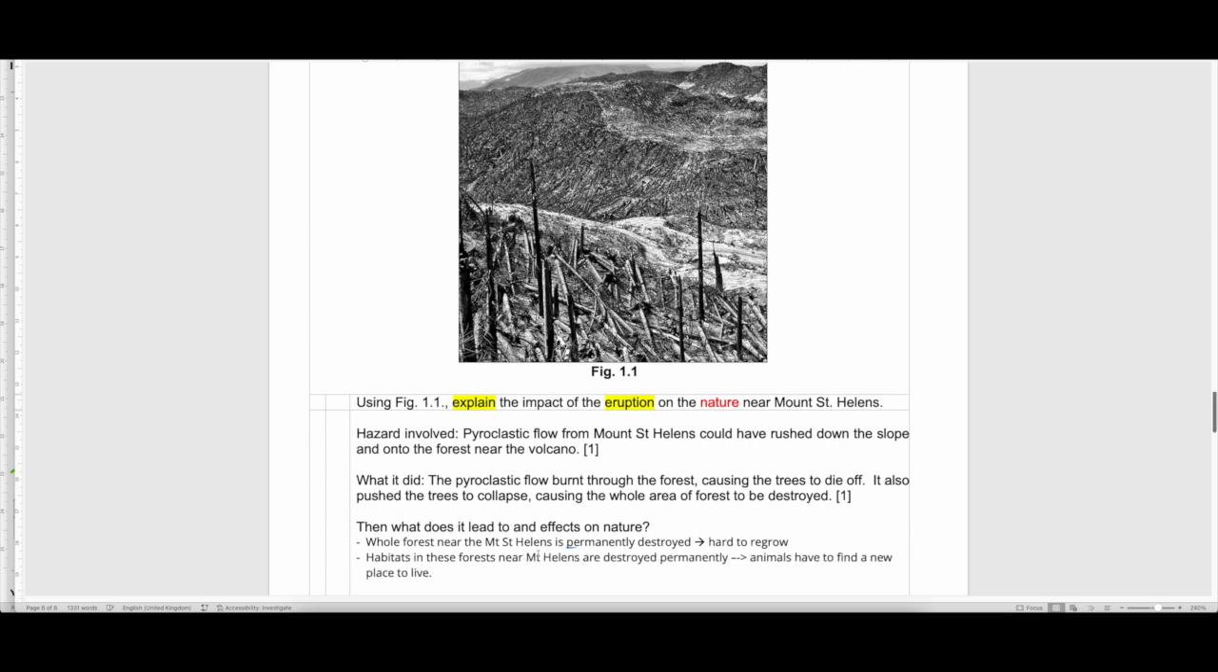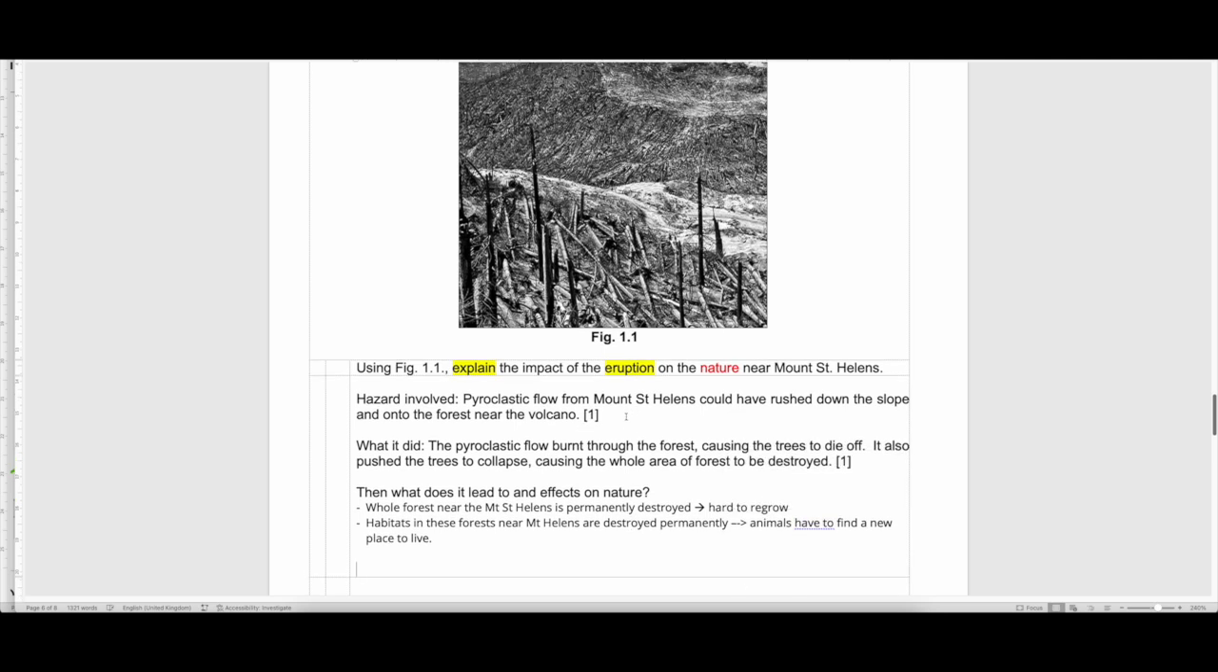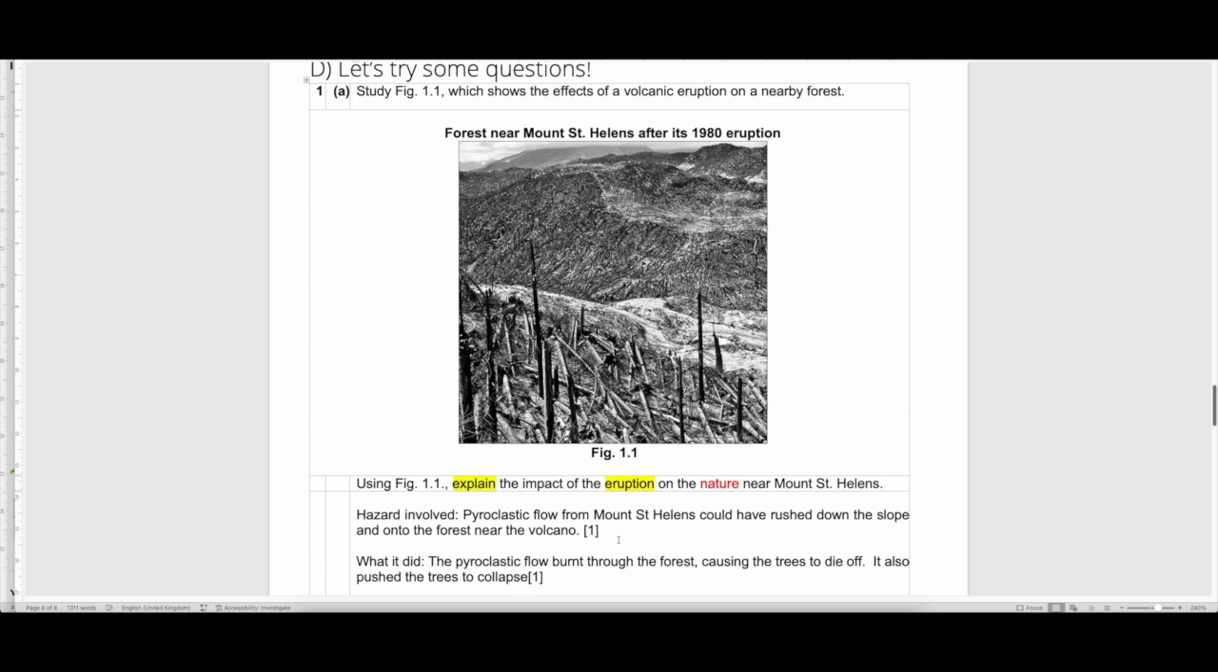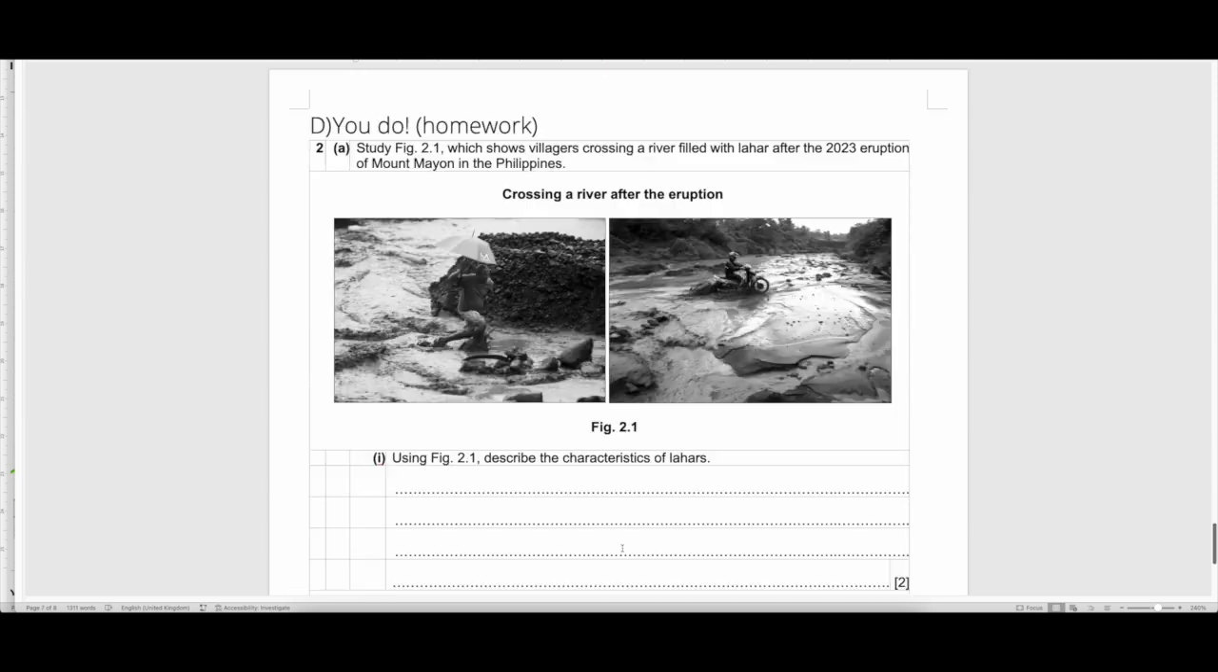Any of this, preferably one step leads to the other step because it's explained out. So 1 mark, 2nd mark, 1 mark, 2nd mark. So how you explain? First, you tell me what's the hazard involved, what does it lead to, and then how does this then affect nature? Maybe this is actually more for the next one. All right, yeah, this will be better. So 4 marks is here. Okay, so I'll get you to try the next question on your own and we go through in class.